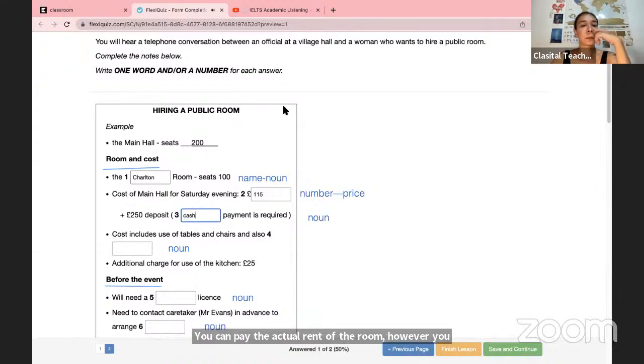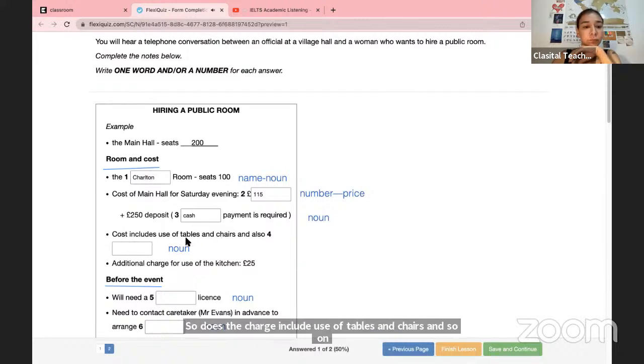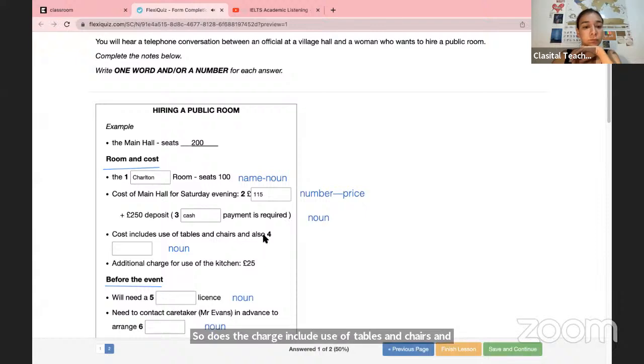Cash, credit card, cheque. Oh, well, I suppose that's okay. So, does the charge include use of tables and chairs and so on? Oh, yes. And what about parking? Yeah, that's all included. The only thing that isn't included is, you said you were organising a dinner? Yeah. Well, you'll have to pay extra for the kitchen if you want to use that. It's £25. It's got very good facilities, good quality cookers and fridges and so on.